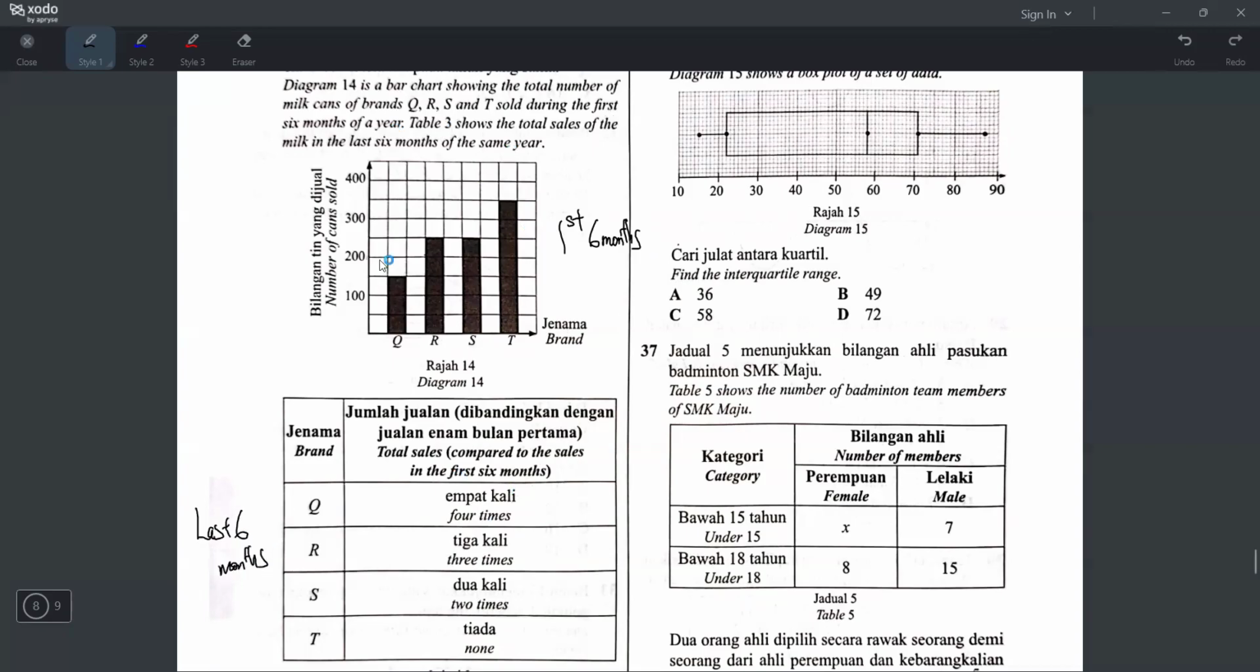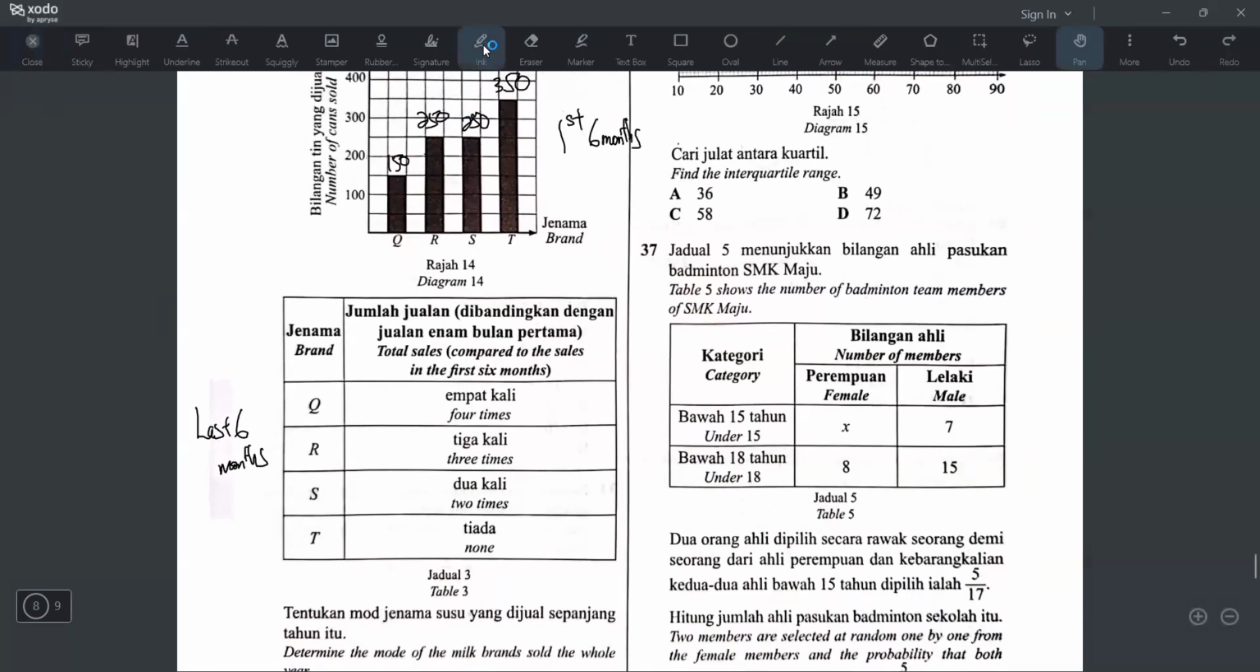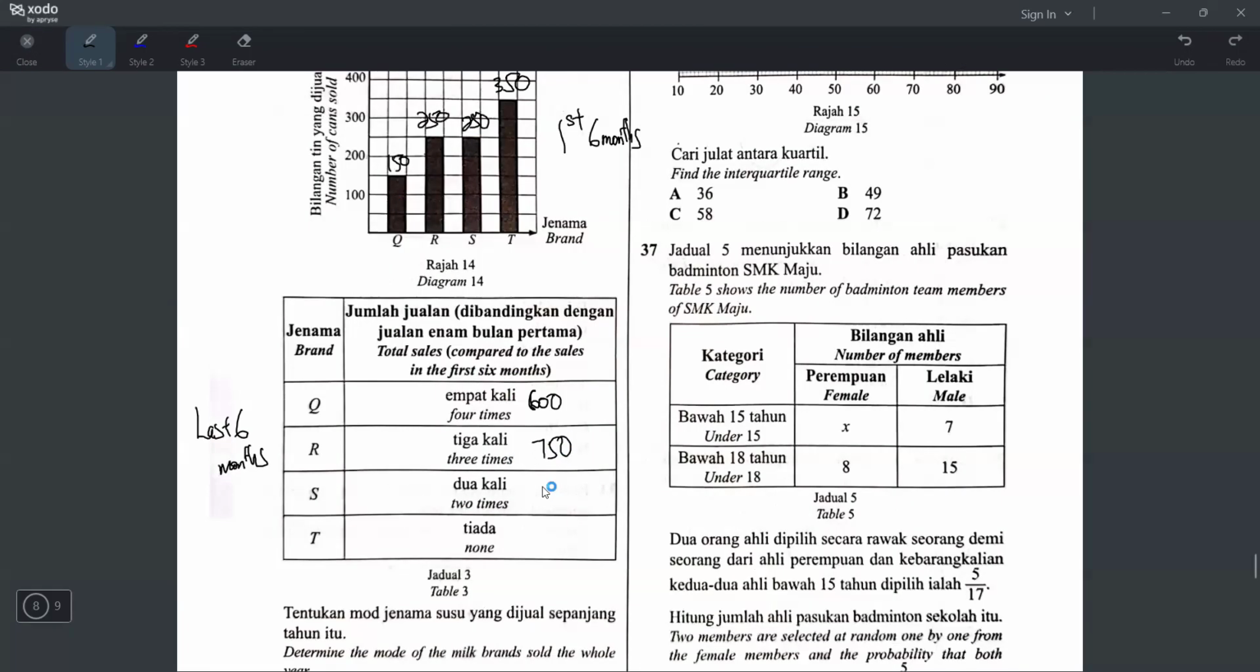Let's read the bar chart. This one is 150. This one is 250, 250. This one is 350. So that's the first 6 months. And then the last 6 months, macam mana? The last 6 months for Q is 4 times compared to the sales in the first 6 months. So it's like 4 times 150, and you get 600. The next one is 3 times compared to the first 6 months, so 3 times 250, I get 750. And then 2 times 250 is 500.